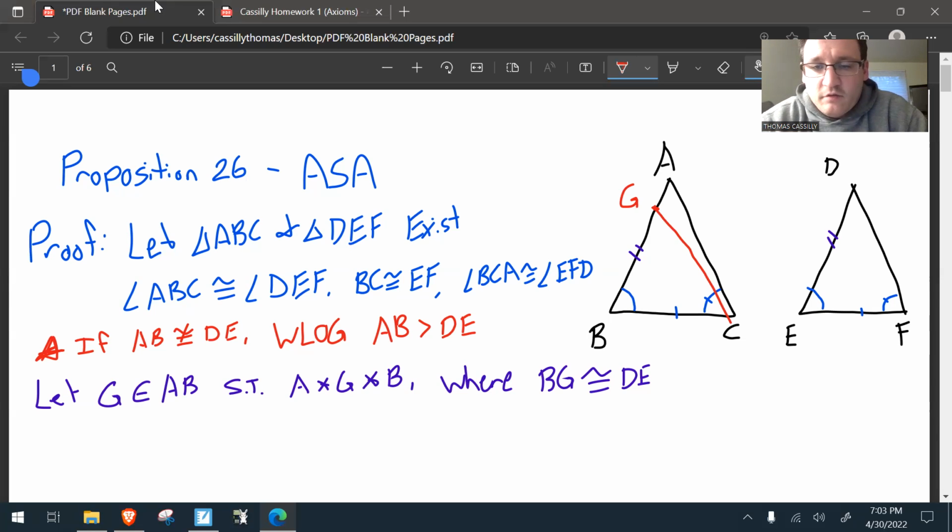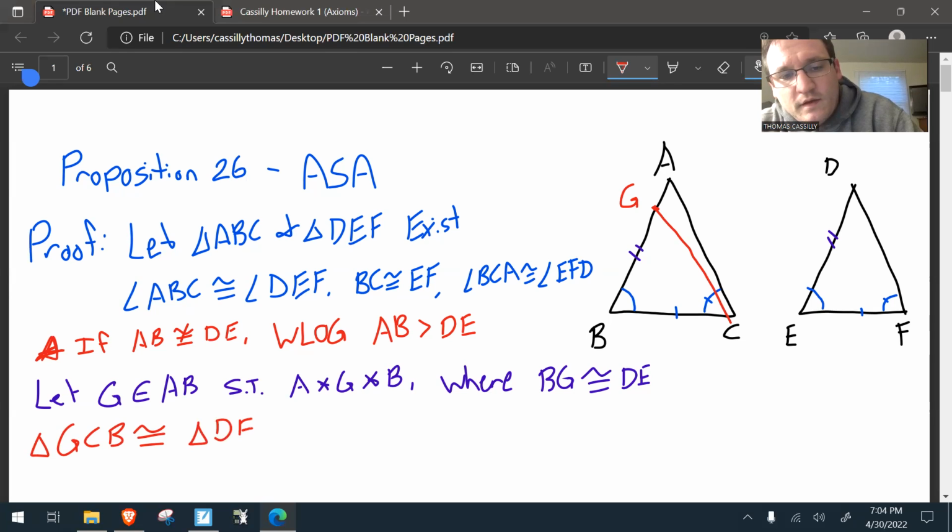Now, if we look at triangle GBC, let's just write this down. Notice that triangle GCB is going to be congruent to triangle DFE. Now, why is that? Well, we know this is congruent by the side-angle-side theorem, by SAS.